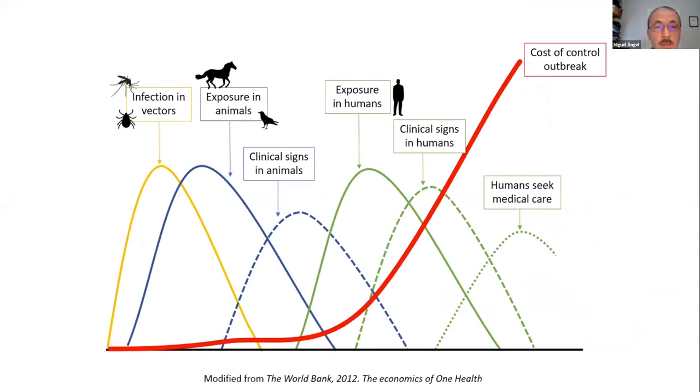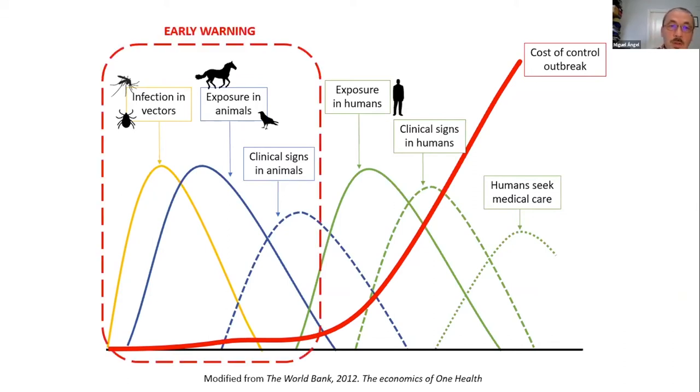In this plot, you can see how the cost of the control of outbreaks in this disease, as in many others, depends on how late you react to control the disease. And if you have early warning systems to tell you that the virus is there and you have to take measures to control before, you can save a lot of money and a lot of lives. This is the main message of this plot.